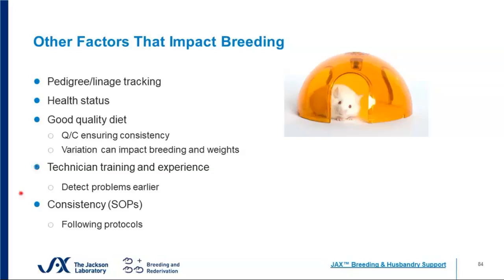And then really consistently following your standard operating procedures, your SOPs, ensures that everything in the mouse room remains as consistent as possible so that your breeding performance remains as consistent as possible. Because the goal really here is consistent breeding performance so that your colony is consistent and you know how many mice you're going to get how often.